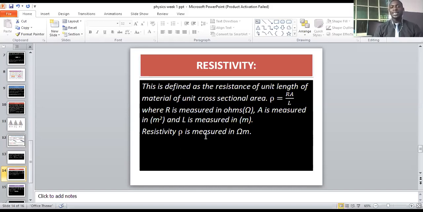Let me go back again. Resistivity is directly proportional to the cross-sectional area, and directly proportional to the resistance, and inversely proportional to the length. That is, the resistivity can be expressed as the product of the resistance and the cross-sectional area over the length of the material. Resistance is measured in ohms, cross-sectional area is measured in meter square, while the length is measured in meters. So the unit of resistivity is ohm meter.